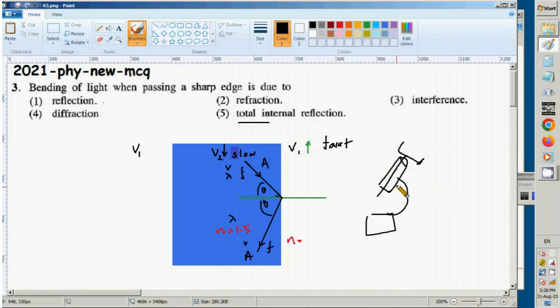So this is the final one. And also I have to mention that the equation we know, n equals 1 divided by sin c. That equation we use to calculate if we happen to. So that is it.